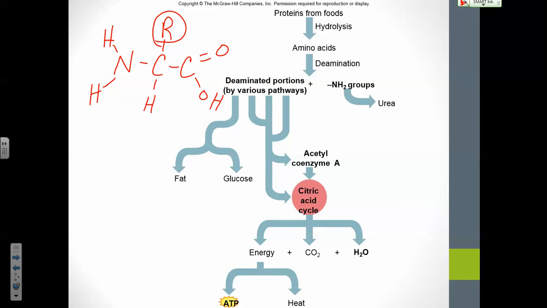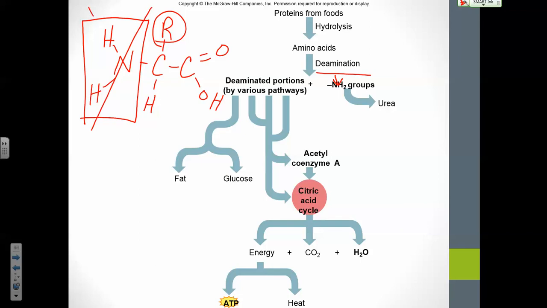Whatever's attached there determines what amino acid it is. All right, well, the first thing that happens when your cells break down amino acids is that they take off the amine group. That is called deamination. So here's the amine group, see? And that becomes one of your nitrogenous waste products. Basically, two of those join together to form urea. And that's the waste product of protein breakdown.